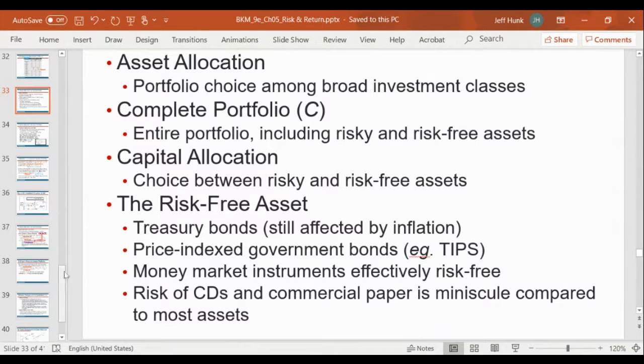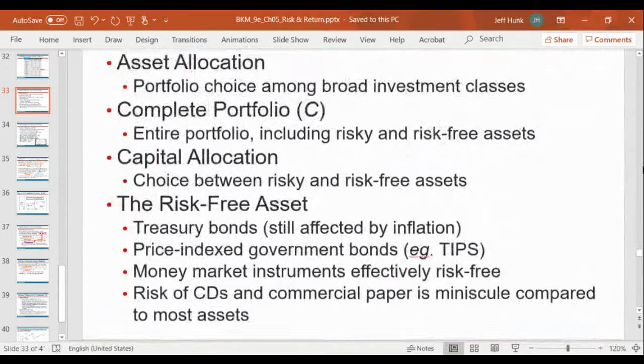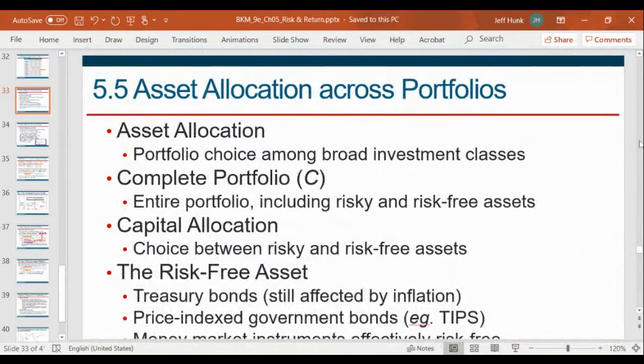Continuing with our topic in risk and return, we are back to the fundamental question of how to allocate the assets in our portfolio, how to allocate across different assets in a portfolio.